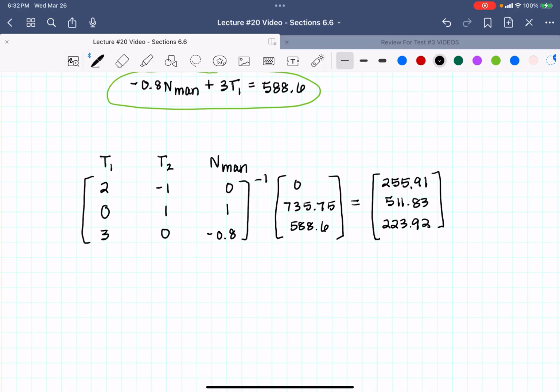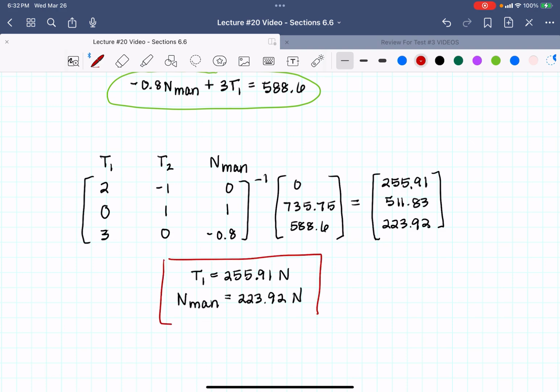So all it's asking me for is T1 and the normal force of the man, and I solved for those. So my T1 was equal to 255.91 newtons, and the normal force of the man was equal to 223.92 newtons. And those are my answers. Yay! Last problem. If you made it this far, you're amazing.